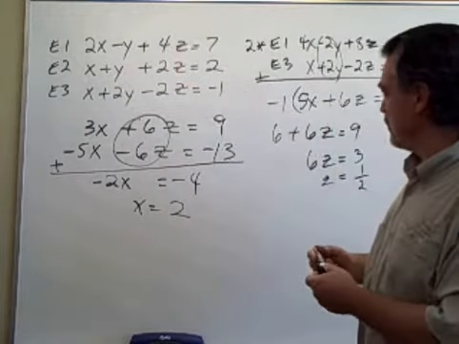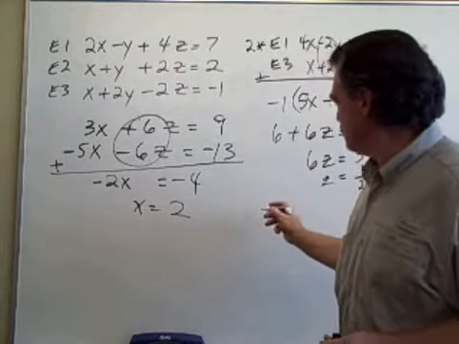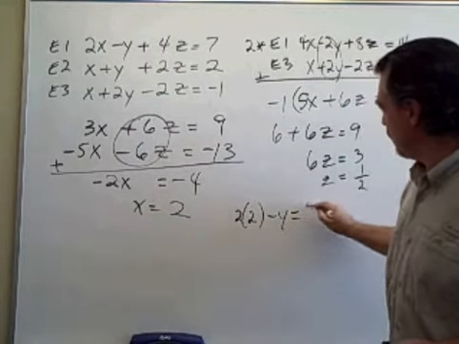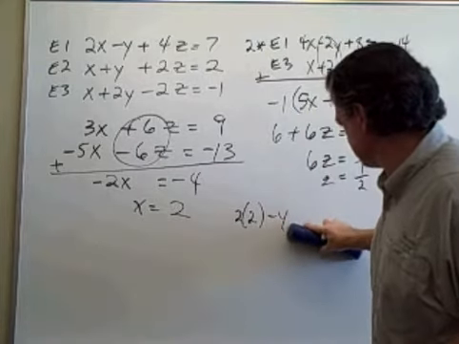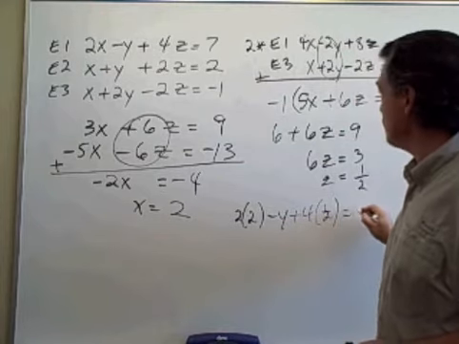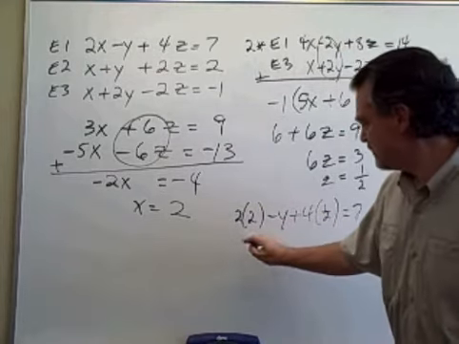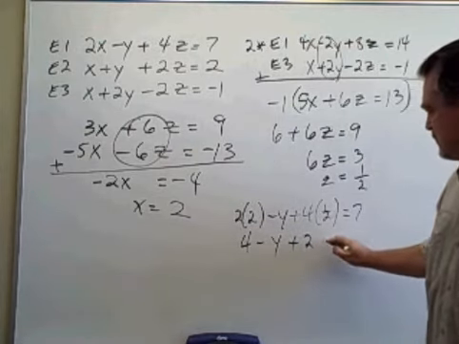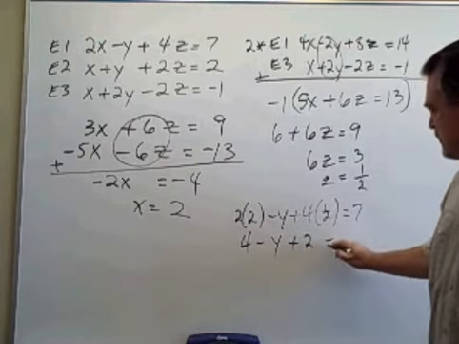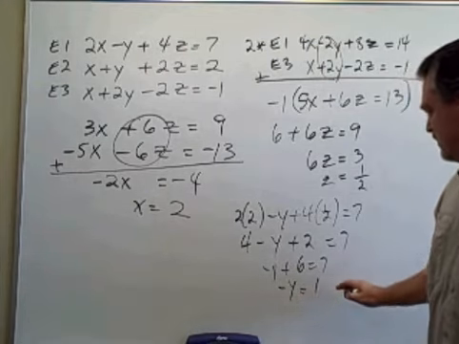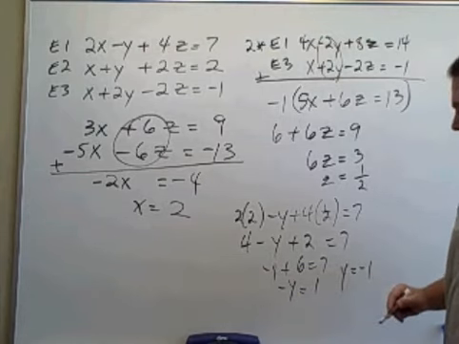Let's go back to that first equation. If I put x being 2, so that's 2 times 2 minus y, plus 4 times 1/2 equals 7. 2 times 2 is 4, minus y, plus 4 times 1/2, that's 2, isn't it? So minus y plus 6 equals 7. So minus y equals 1. So y equals negative 1.